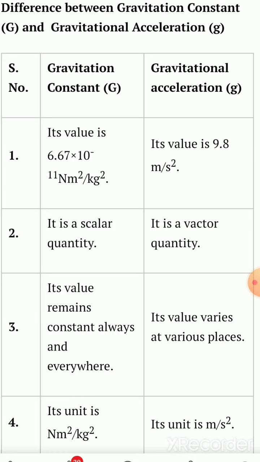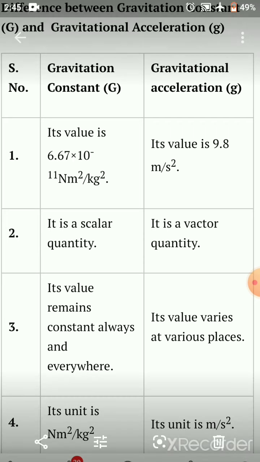So these are the four difference points between capital G and small g.